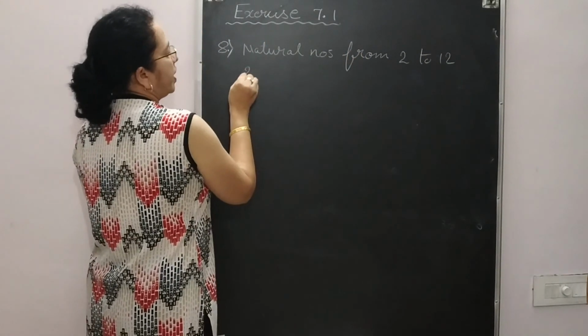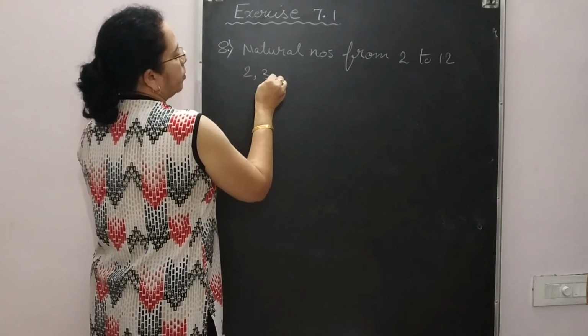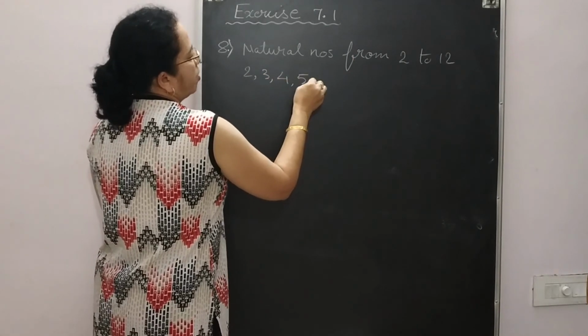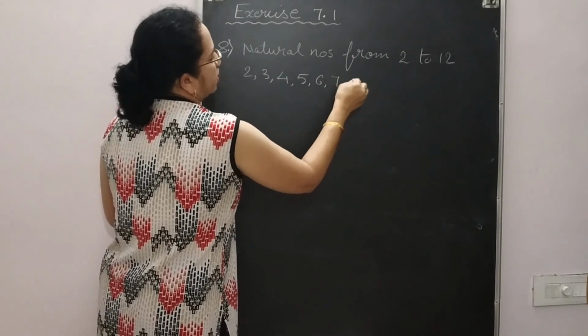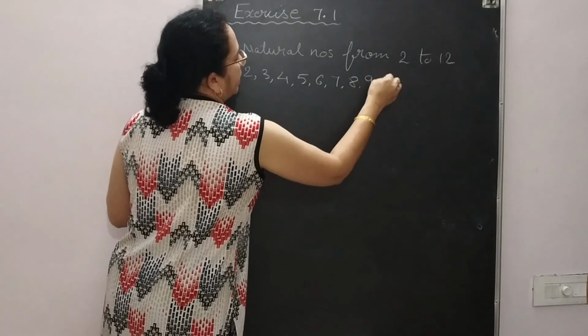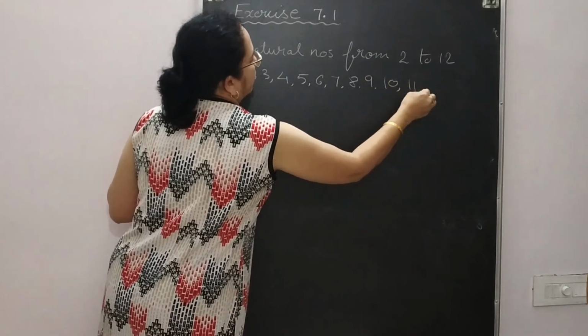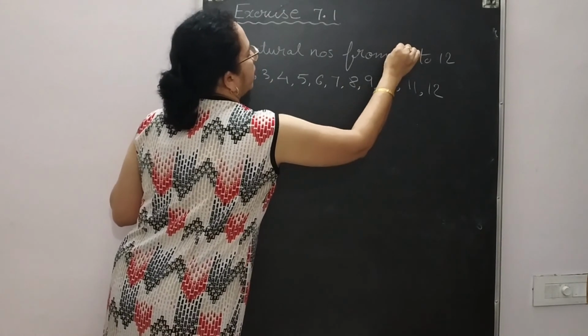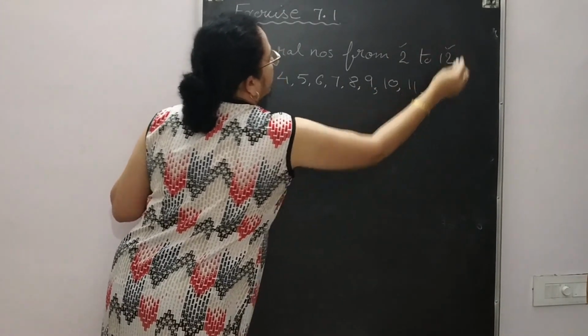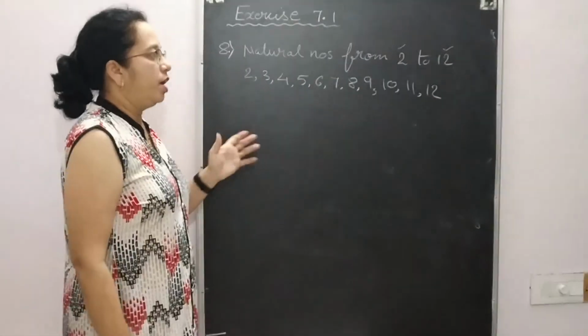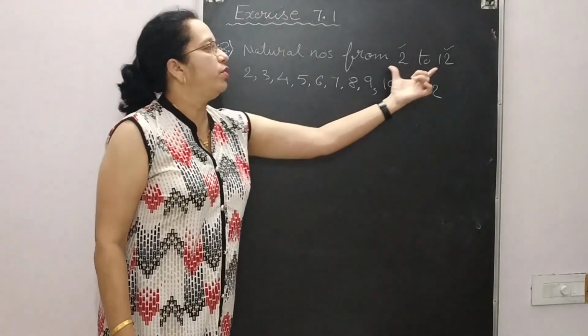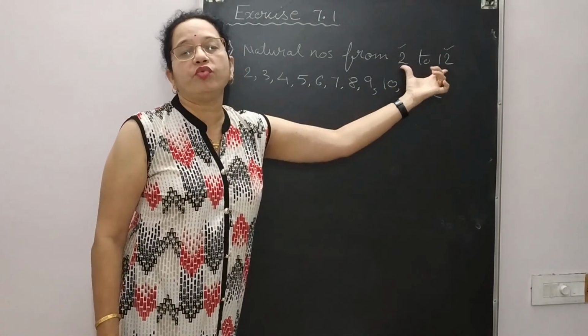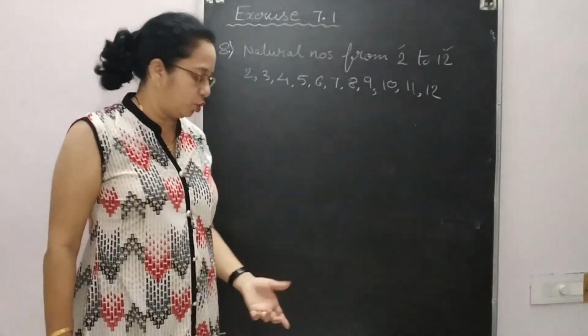From, it means we will write down 2 also. 3, 4, 5, 6, 7, 8, 9, 10, 11 and 12. Whenever the word from is there, we include this also and we include 12 also. If the word between is given, then we don't count these two. We write whatever numbers are between these two numbers.